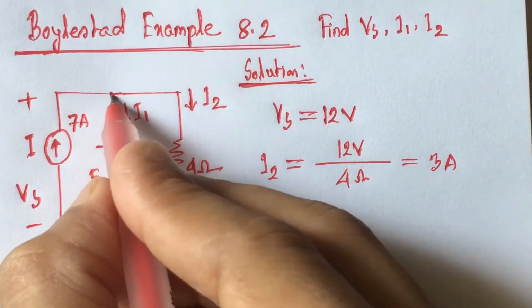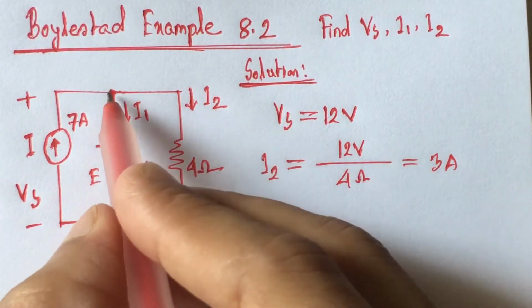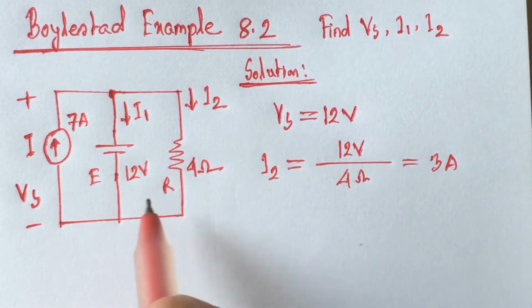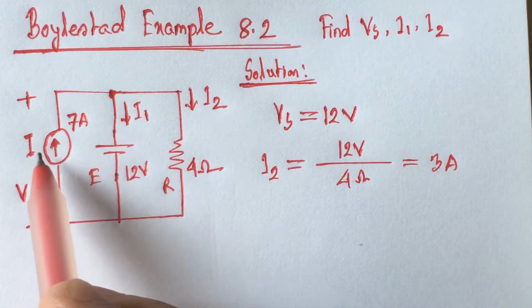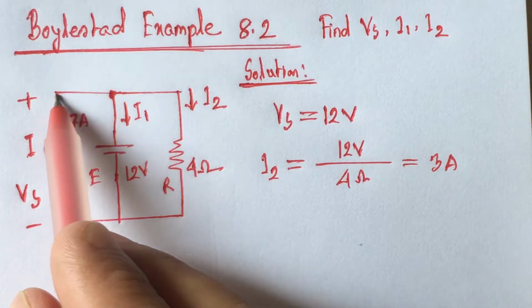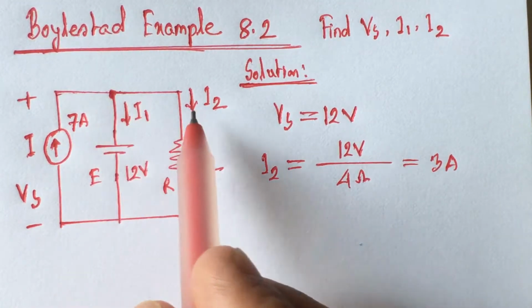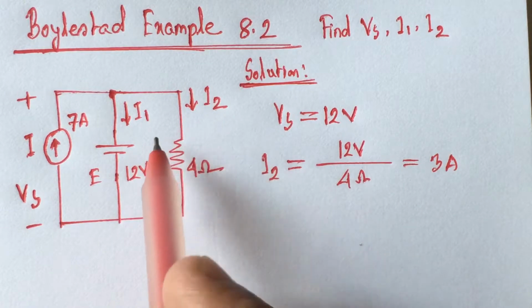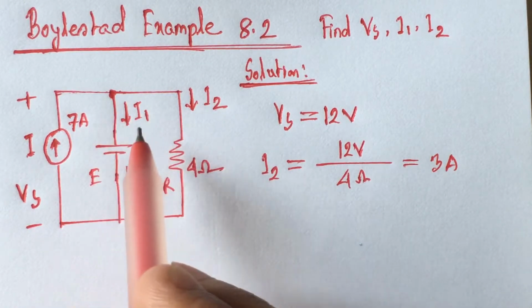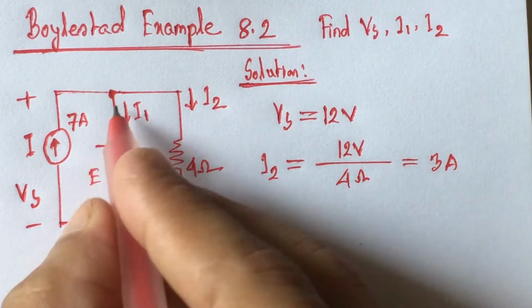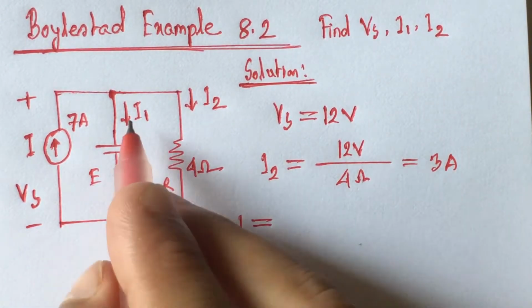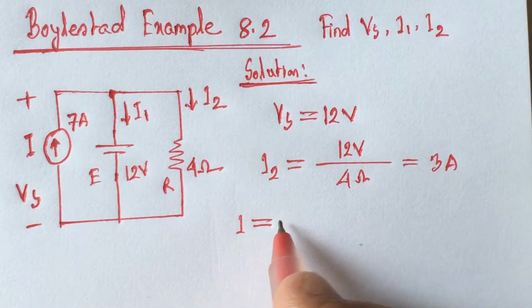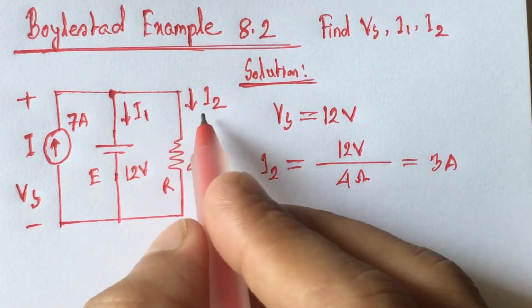Now if we apply Kirchhoff's current law at this point, we will get that current I is flowing towards this point and current I1 and I2 are going out from this point. So current entering at this point, which is I, will be equal to current leaving from this point. Current leaving are I1 and I2.